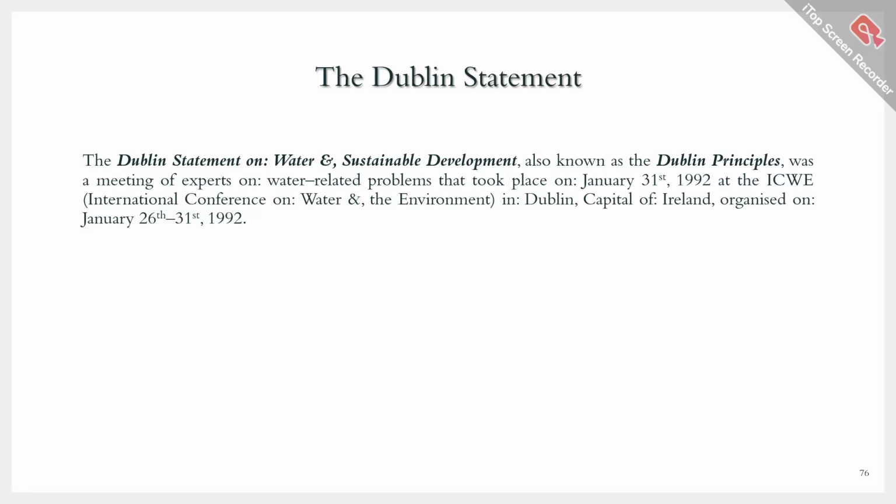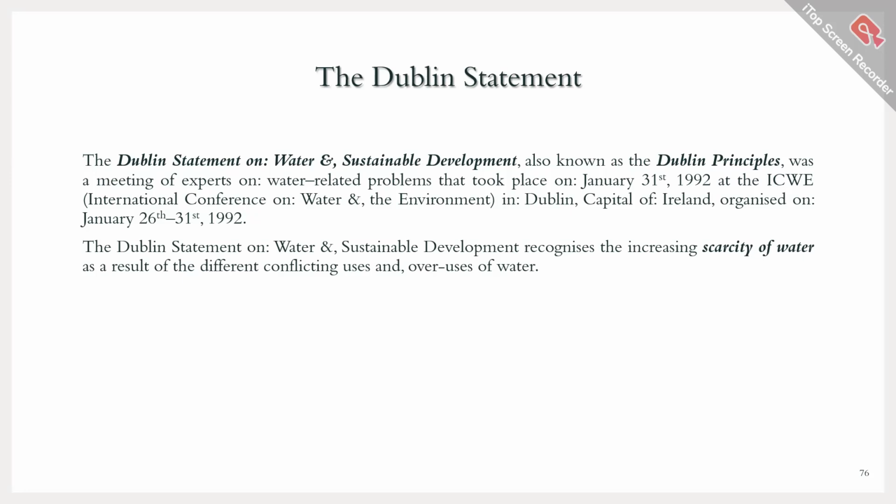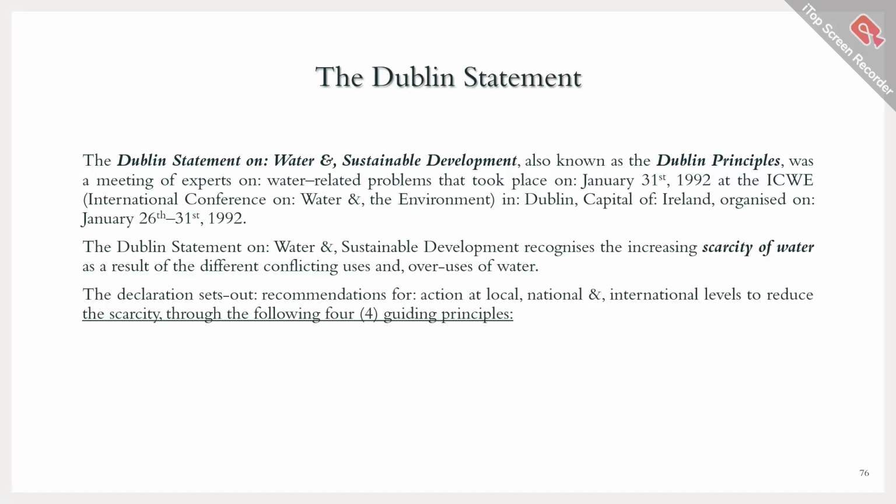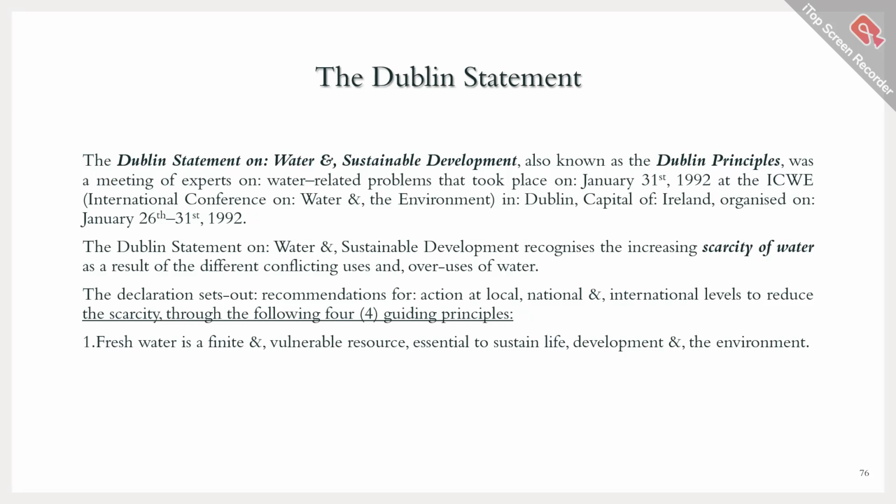The Dublin Statement on Water and Sustainable Development, also known as the Dublin Principles, was a meeting of experts on water-related problems that took place on January 31st, 1992 at the ICWE, the International Conference on Water and Environment in Dublin. Dublin is the capital of Ireland, and the conference was organized from January 26th to January 31st in the year 1992. The statement recognizes the increasing scarcity of water as a result of conflicting uses. The declaration sets out recommendations for action at local, national, and international levels to reduce the scarcity through the following four guiding principles. What are they?